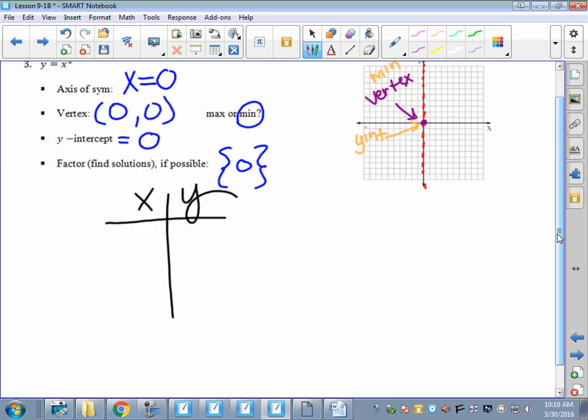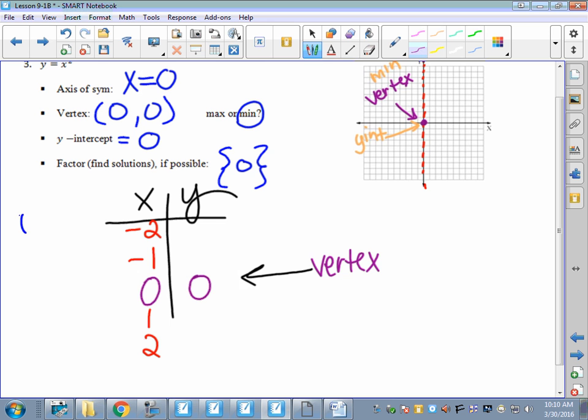I'm going to use symmetry to my advantage. So right in the middle of this graph, I'm going to put my vertex. 0, 0. 0 for x and 0 for y. Now I'm going to count up two and down two. So I could do -1 and -2, +1 and +2. I'm going to put those into my equation, y equals x squared. So when I put a -2 in for that, please think carefully. What is -2 to the second power? Anytime you square a negative, what's the sign? +4, right?